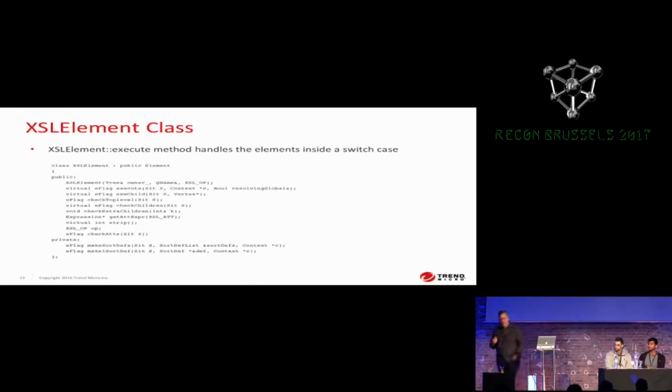Now, where is the processing for all of these different logic elements located? Well, there's a class in Sablotron called XSL element, and inside the execute method, there's actually a giant switch case that goes through and performs processing on the different logic elements. So if you're going to start looking for vulnerabilities as it relates to the processing of XSL logic elements, you want to start looking in the execute method. And we'll actually talk about, in Abdul's section, some vulnerabilities that existed in this code.